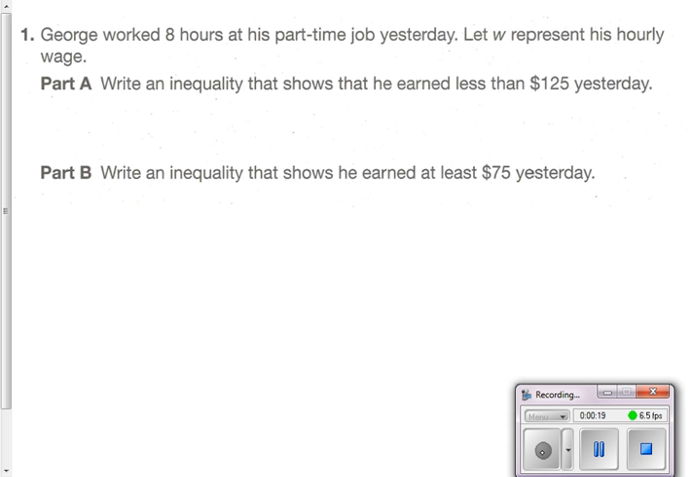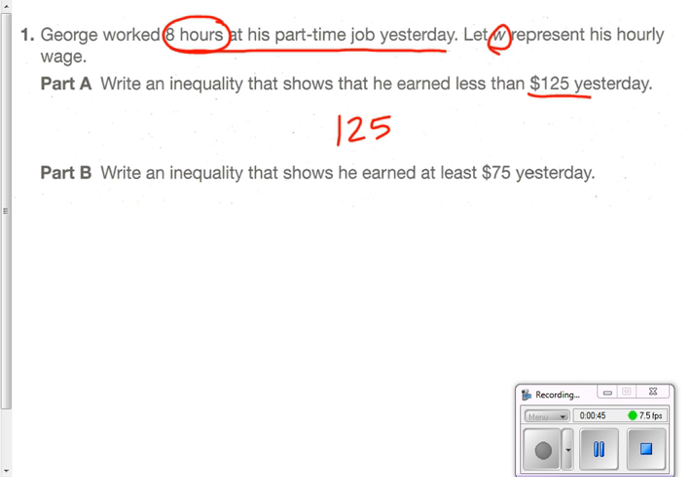George worked 8 hours at his part-time job yesterday. Let W represent his hourly wage. Part A, write an inequality that shows that he earned less than $125 yesterday. So here's 125. In order to get to 125 or even close to 125, we know that he worked 8 hours. He has to have some type of wage, W, so it is 8 hours times his wage, whether that be $4 an hour or $10 an hour.